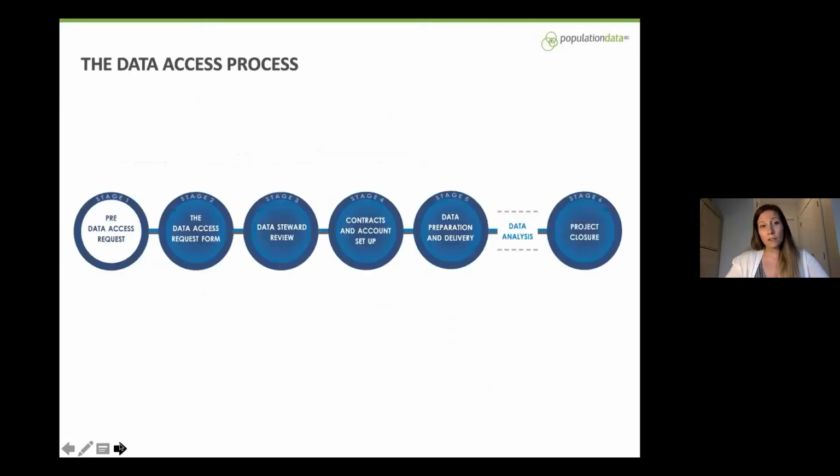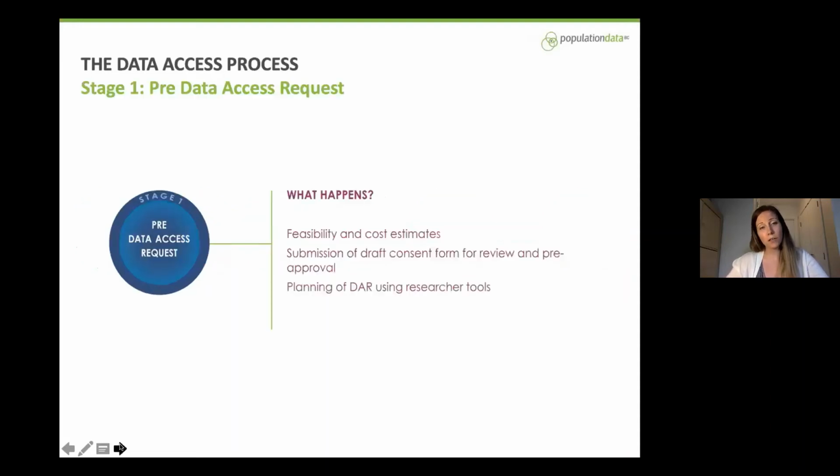I want to spend the next little bit of the presentation going over the data access process. This is what you would experience if you come to PopData wanting to get data for a research project. Prior to filling out the data access request form, you would reach out to PopData and we would determine if your study was feasible. That is, whether the cohort you want to look at, that we have data on, is large enough to do the data analysis, and then we would work out a cost estimate for how much it would be to extract that data for your research project.